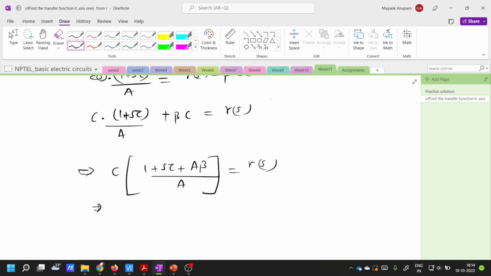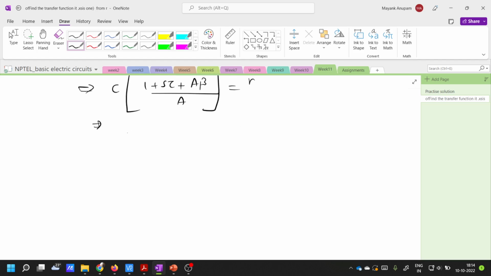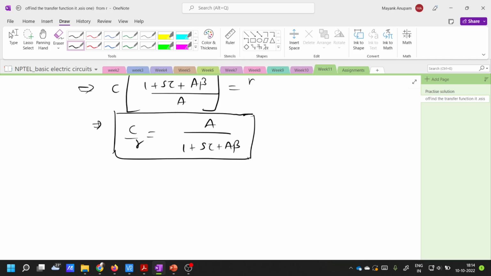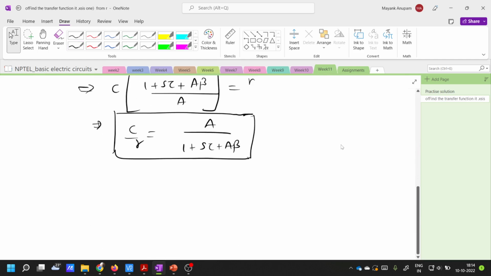So, let's remove this of S here. Now we have to find what? C by R, right? C by R is equal to A divided by 1 plus S tau plus A beta. So this is the transfer function, right? So does anyone have any doubt in this question, the one that I solved?